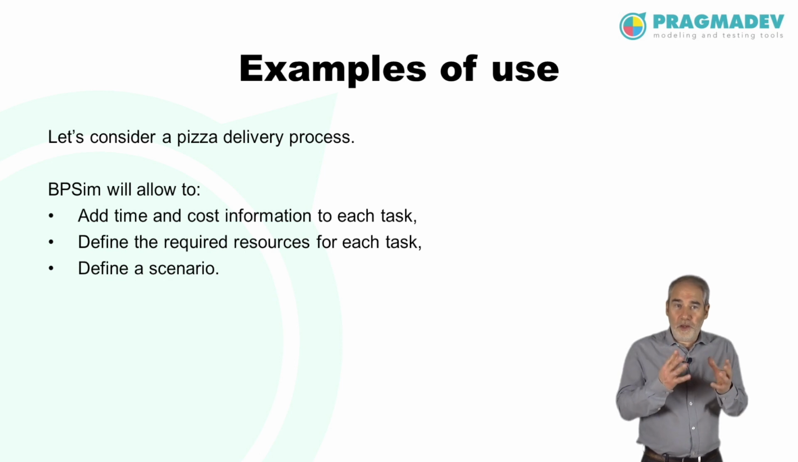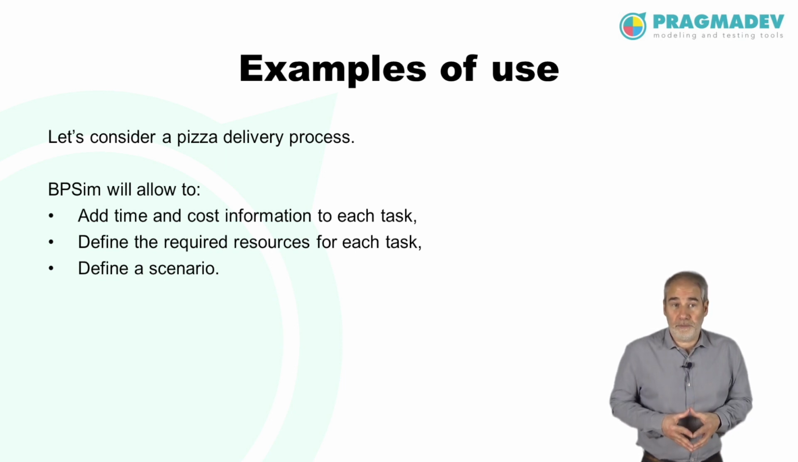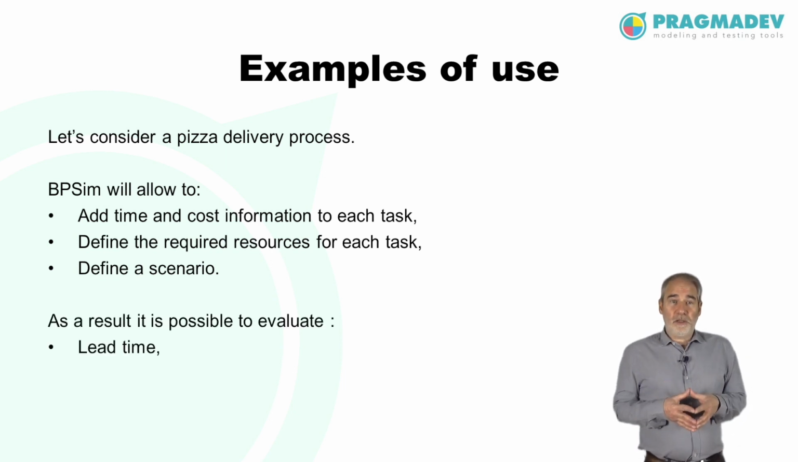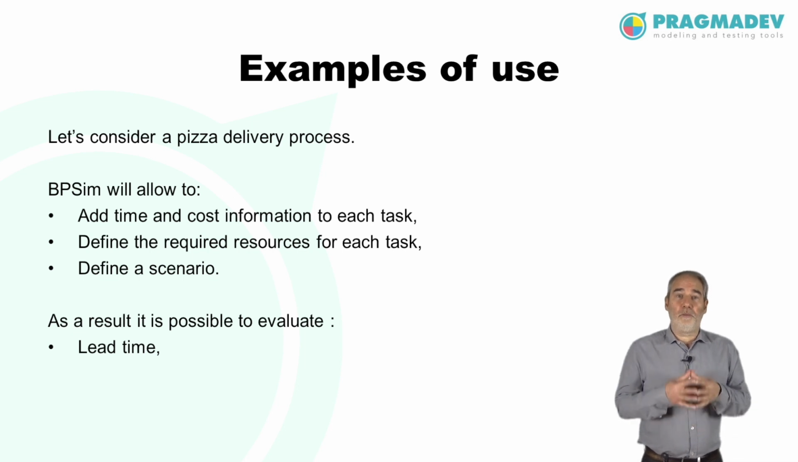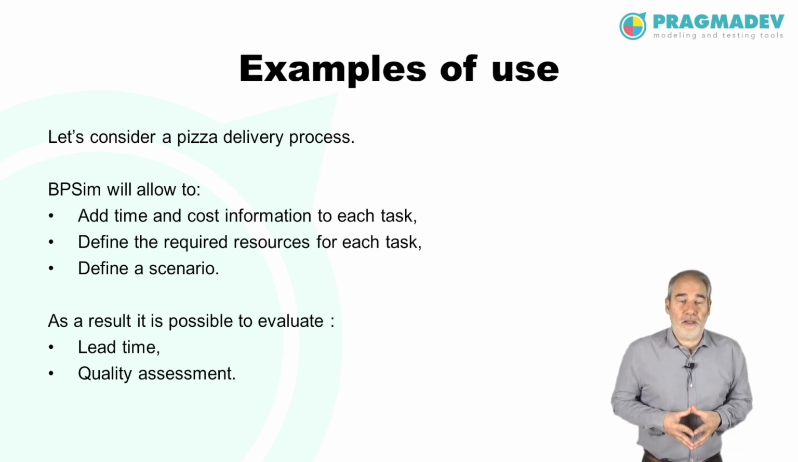It allows to define a scenario. How do we handle 50 pizza orders in 15 minutes during the next Soccer World Cup halftime? As a result, it is possible to evaluate with a given set of resources, people and machines, the average lead time for one pizza order and the quality assessment based on an expected delivery time.